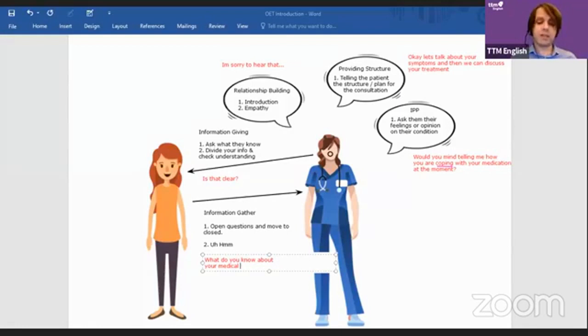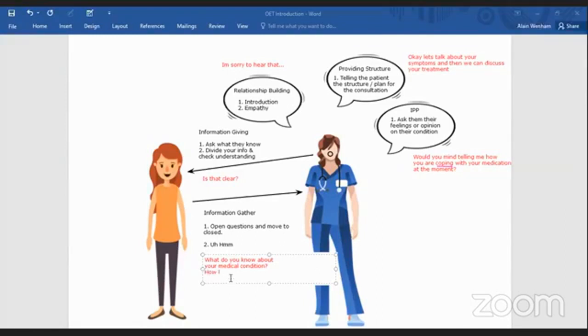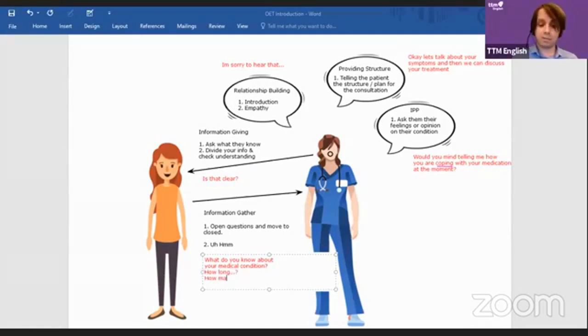That one's open, isn't it? Why is it open, everyone? Because it's not yes or no. You cannot say no to that, right? So, what do you know about your medical condition? Then an easy way to get a closed question is to say something like, how long have you, how many have you, how often, when do you? These types of questions, I call them half-closed or half-open, because they're much easier to ask.